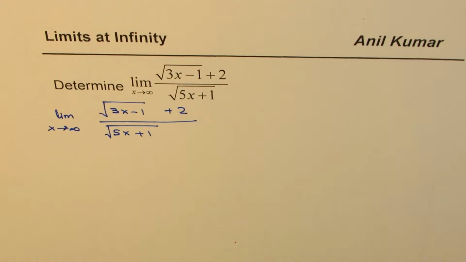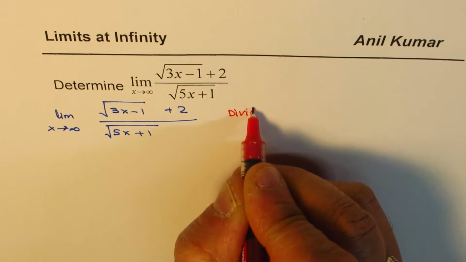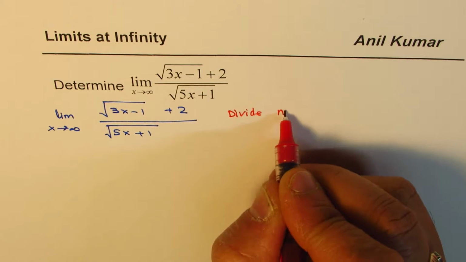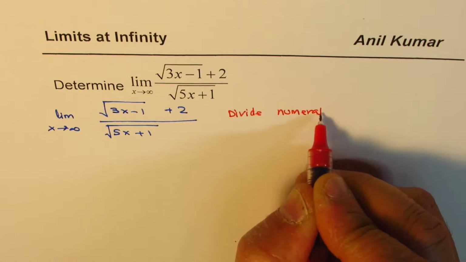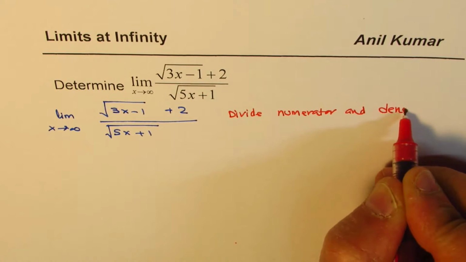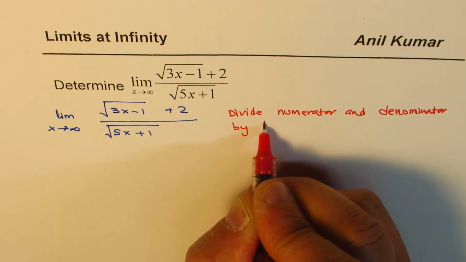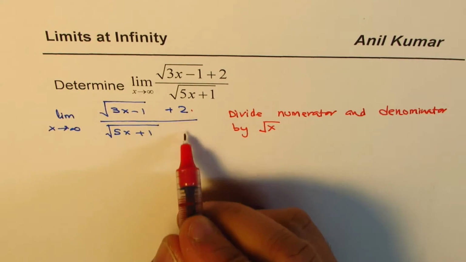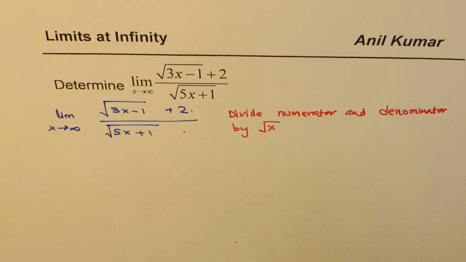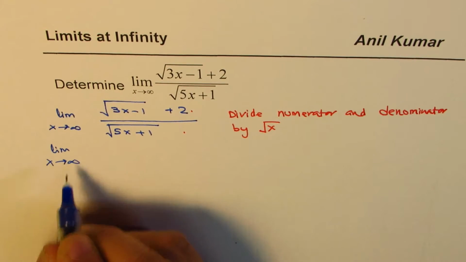So we'll divide the numerator and denominator by square root x. We'll do that, right? Both will be divided by square root x. Then what do we get? So we get the limit as x approaches infinity.